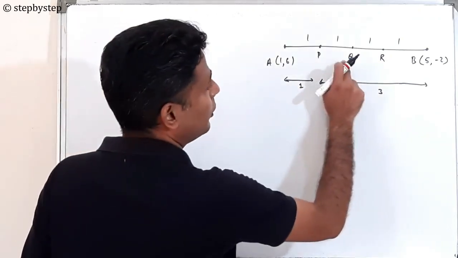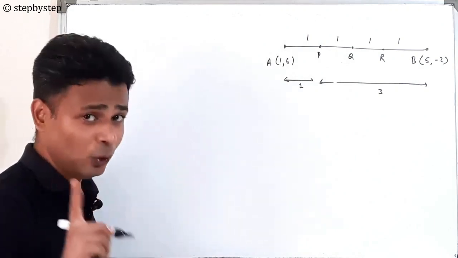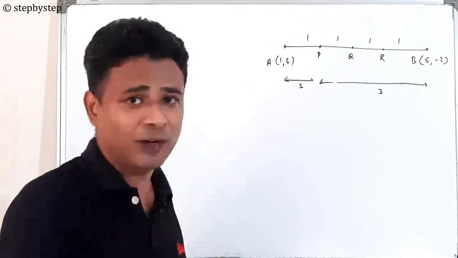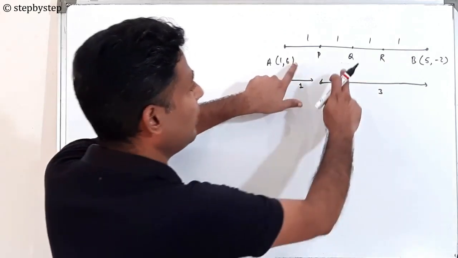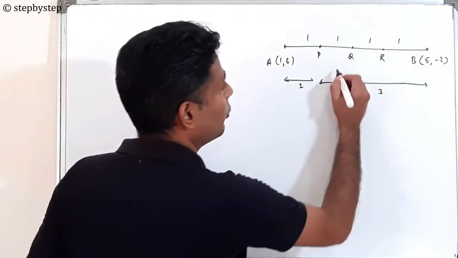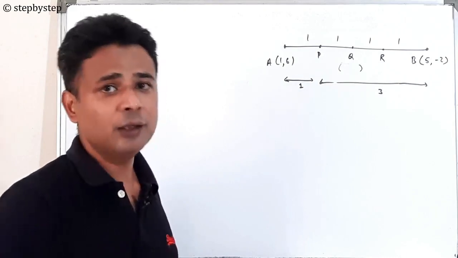Why? Because Q is dividing in the ratio 2:2. 2:2 is nothing but ratio 1:1. 2:2 can be written as 2/2, right? So 2/2 is 1. So what ratio is Q dividing? 1:1, which means Q is the midpoint. So we can find coordinates of point Q using the midpoint formula.